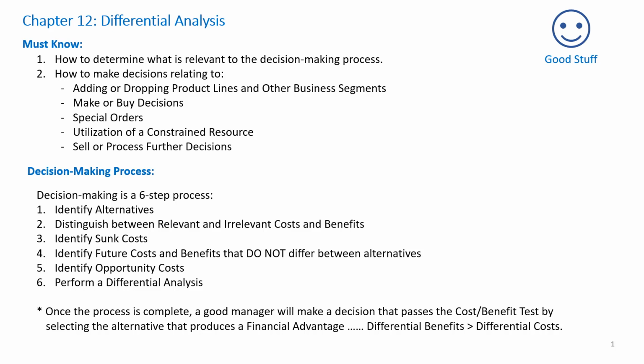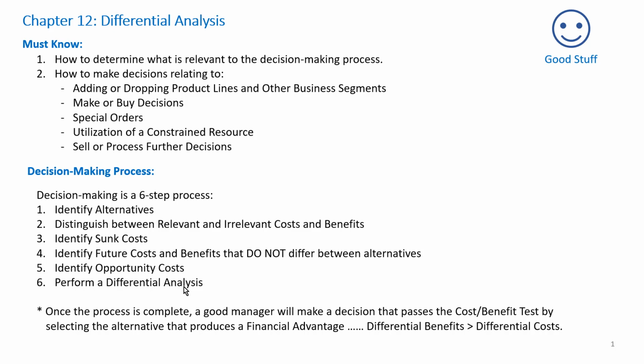Decision making is a six-step process. First, identify alternatives. Second, distinguish between relevant and irrelevant costs and benefits. Third, identify sunk costs. Fourth, identify future costs and benefits that do not differ between alternatives. Fifth, identify any opportunity costs. And sixth, perform a differential analysis.